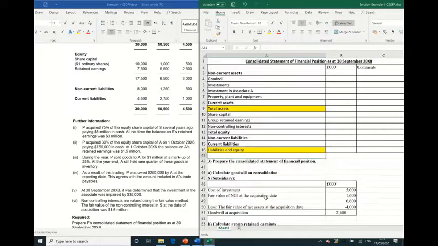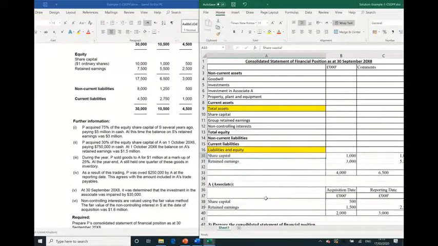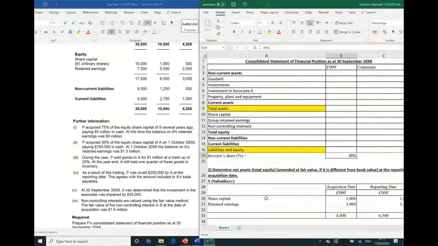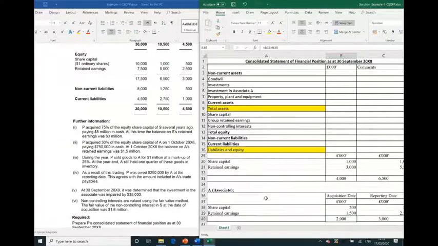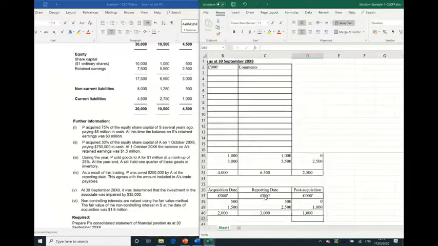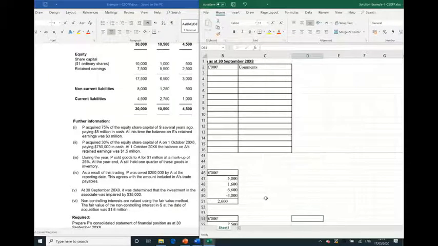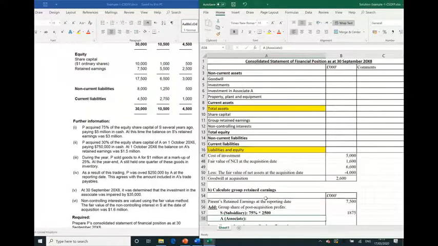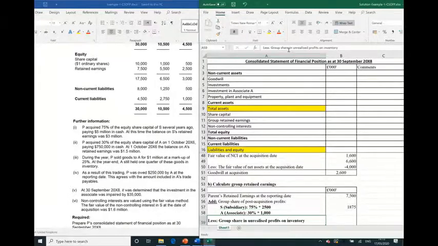Then moving to the group share of post acquisition profit of the associate. The associate here, the investor share, the group share is 30%. And the post acquisition profit of the associate in the second working is 1 million. So 30% of the 1 million is 300,000.